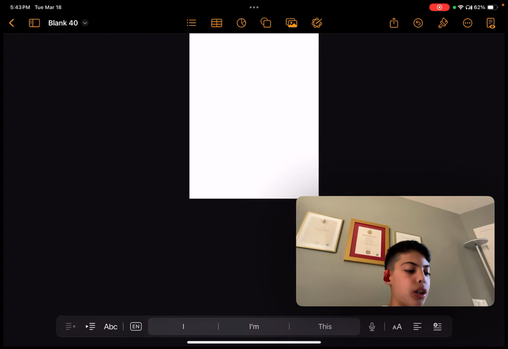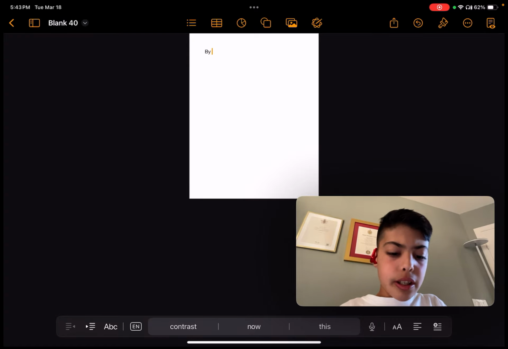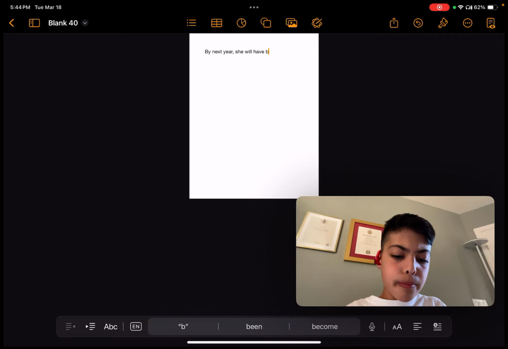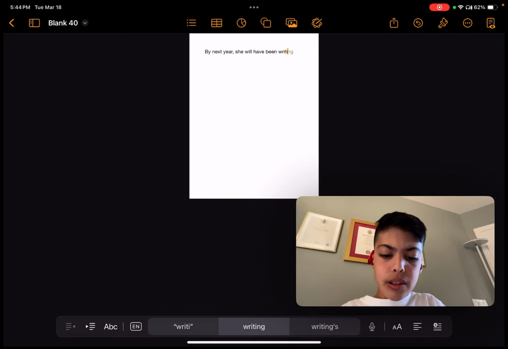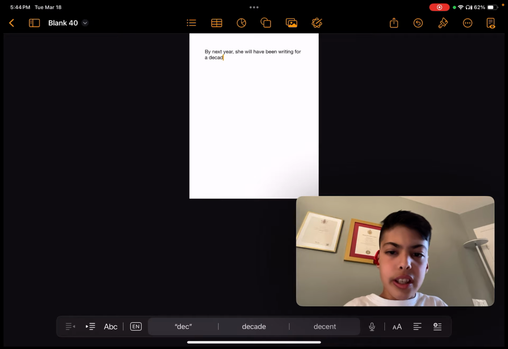It is formed using will have been. Again, just because these examples show will doesn't mean it can't have going to. It would have will have been plus the verb ending in ing. Remember, perfect progressive and progressive always have the main verb ending in ing. For example, one example of future perfect progressive would be: by next year, she will have been writing for a decade.